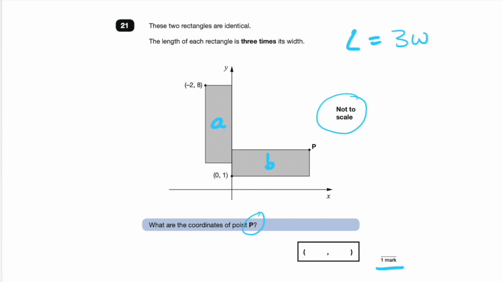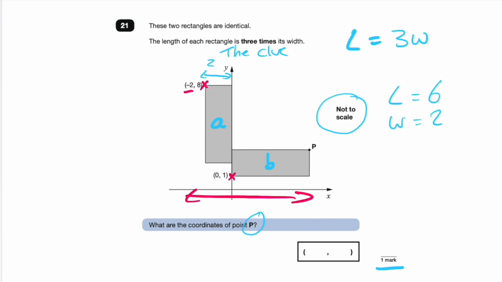Let's have a look at what we do know. Well, we've been given no measurements actually on the graph itself, but what we have been given are 2 coordinates here. We know that this point is 0, 1, and we know that this point here is -2, 8. So if this is -2 along the x-axis, that therefore means that this width here is actually 2. And this is the clue. Now we know that the width is 2, we know that the length is 3 times the width. So the length must equal 6. So the width is 2 and the length is 6.